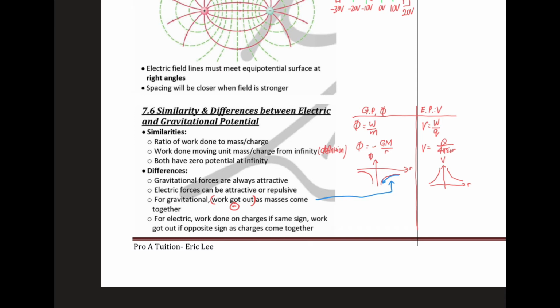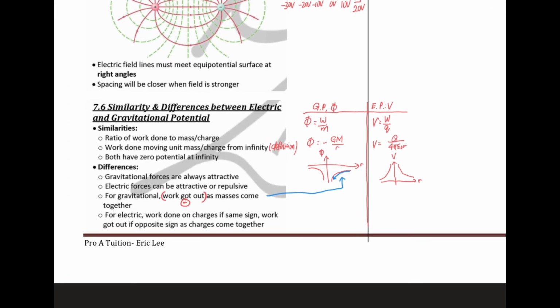Now, next one. For electric, work done on charges if same sign. Okay, if same sign, meaning that you refer to this graph. So I label it first. When they are same sign, we use this graph where they repel, and they say work done. Work done means W is positive.